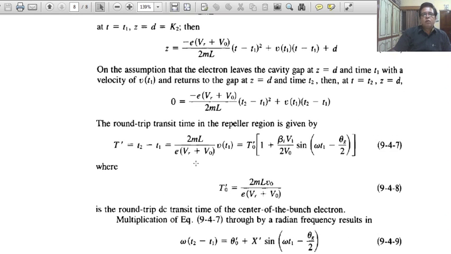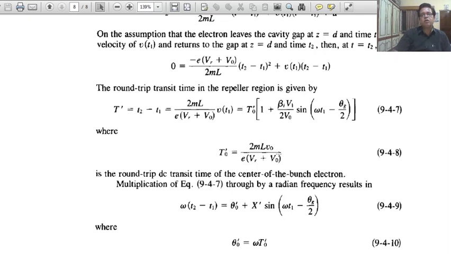Now, the round trip transit time in the repeller region is given by T dash equal to t2 minus t1, given by this expression, and just replace v(t1) here. So you can get T0 dash times 1 plus beta i V1 upon 2 V0 sin omega t1 minus theta g upon 2, where T0 dash is the round trip DC transit time of the center of the bunch.